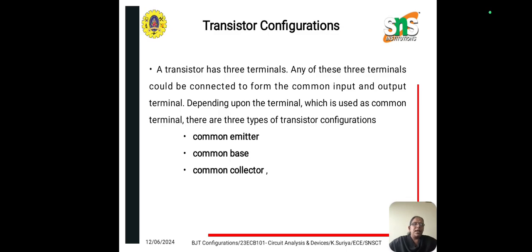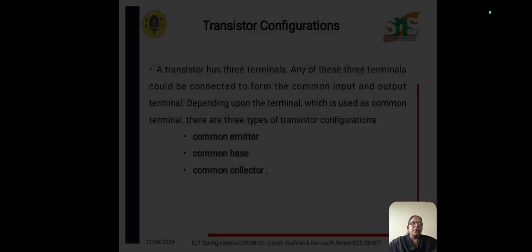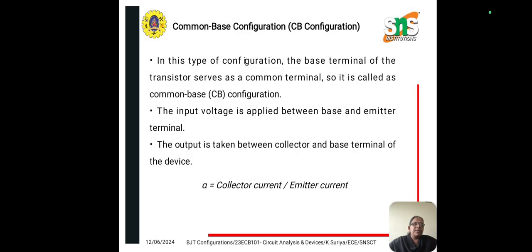As the transistor has three terminals, any of these three terminals could be connected to form the common input and output terminal. Depending upon the terminal which is used as the common terminal, there are three types of transistor configurations: common emitter, common base and common collector. So first we will see about common base configuration.